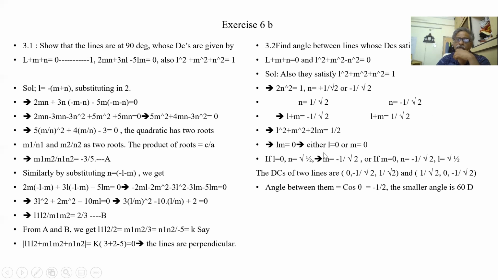Okay. Now we have two DCs. These are the two lines. So cos theta is L1 L2 plus M1 M2 plus N1 N2. That is equal to minus 1 by 2. So we have to get the smaller angle between these two lines. The smaller angle is mod of this 1 by 2. That is 60 degrees. So how have we proceeded? Taking equations, I found out a relation like L1 L2 plus M1 M2 plus N1 N2 and got the cos theta.